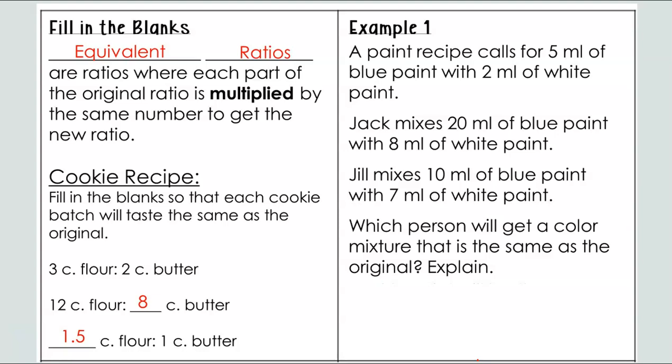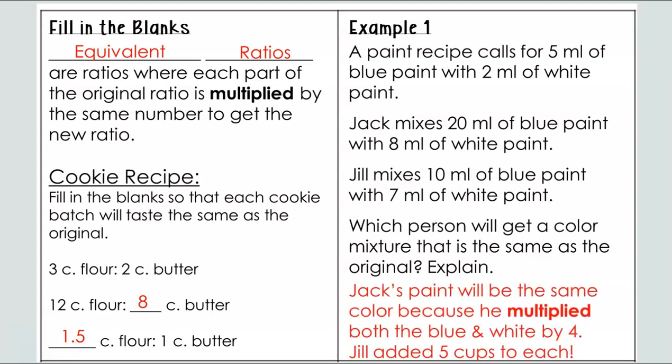So in this case, we're going to look for which ratio matches the original ratio using multiplication. Jack's paint will be the same color because he multiplied both the blue and the white by 4, where Jill added 5 to each. This would not keep the same equivalent ratio.